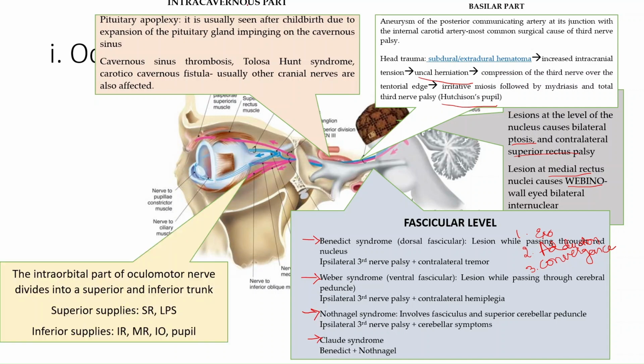The next is the intraorbital part. The oculomotor nerve divides into a superior and an inferior part at the level of the superior orbital fissure, and then the superior part supplies the superior rectus and the LPS, whereas the inferior part supplies the inferior rectus, medial rectus, inferior oblique and the pupil through the ciliary ganglion.